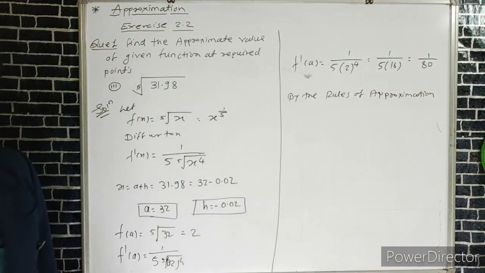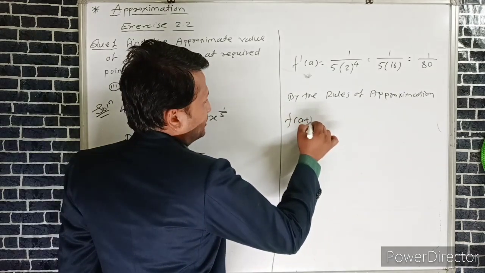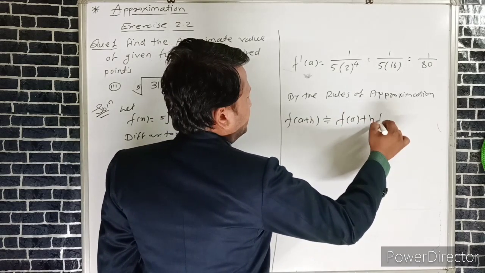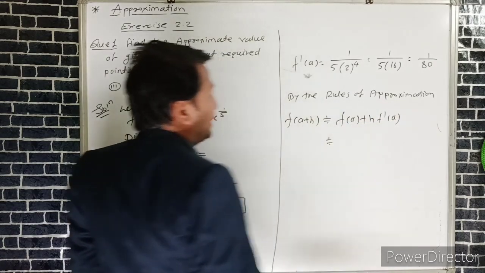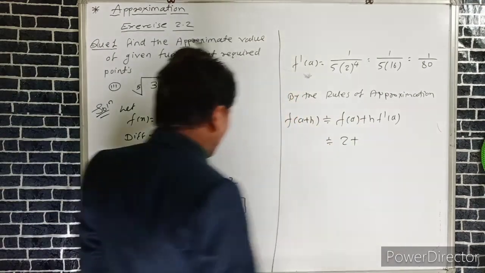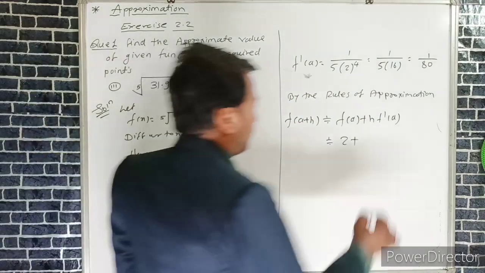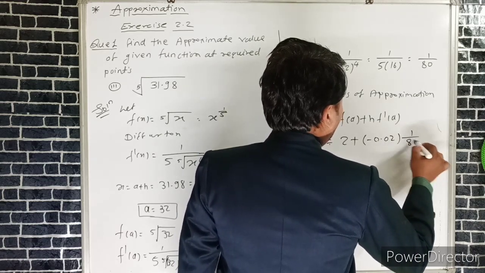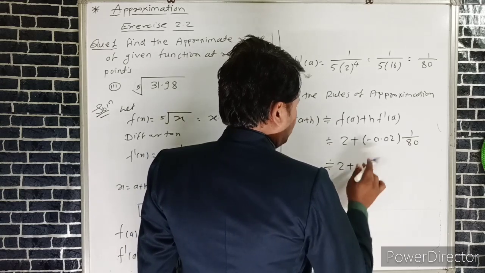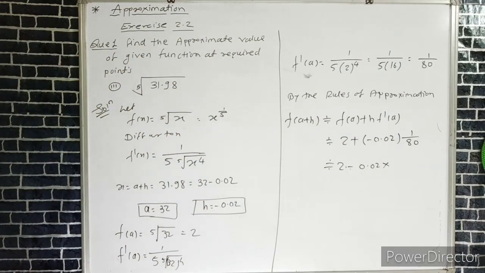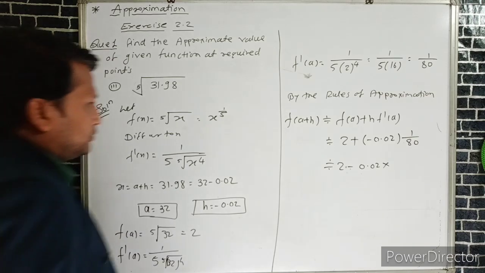we can write the rules of approximation, which is f of a plus h is approximately f of a plus h into f dash of a, and the value of f of a is 2 plus the value of h, which is minus 0.02, into f dash of a, which is 1 upon 80. So 2 plus minus 0.02 into the value of 1 upon 80 is 0.0125.